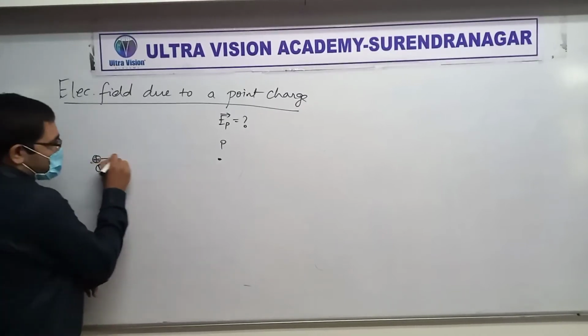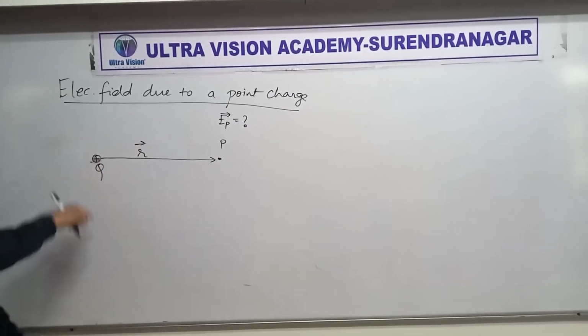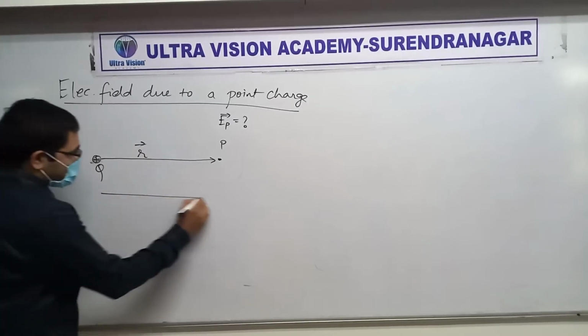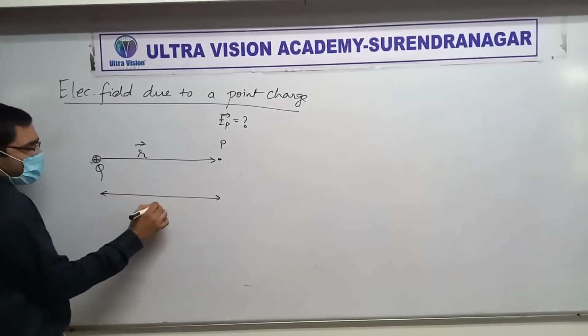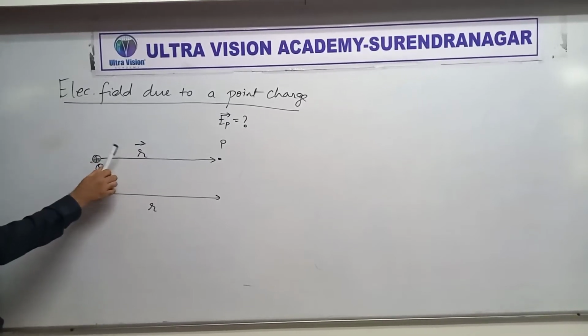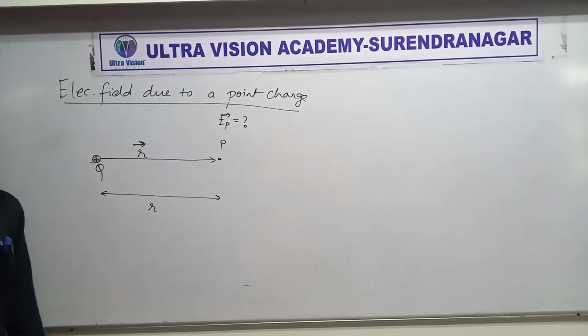Suppose this point is such that the position vector of that point from this charge is r. So by extension of that idea, this distance can be written as r, correct? I hope you are not confused between these. This is the vector and this is the magnitude of that. Now, how do we find electric field?